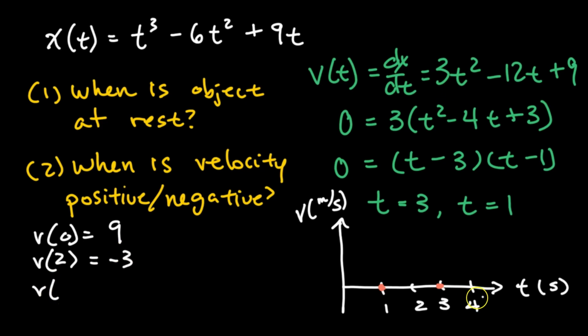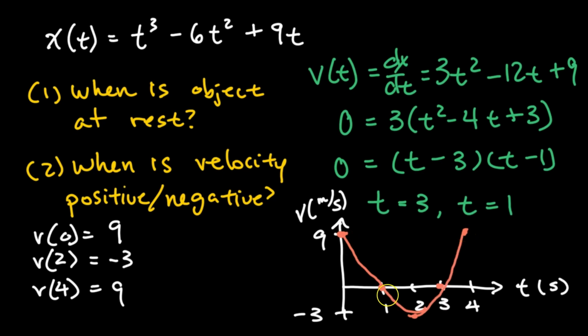And if I plug in 4 into this velocity equation, I will also get 9. So at t equals 0, the velocity is 9. And at t equals 4 seconds, it also has a velocity of 9. And at t equals 2 seconds, it has a velocity of negative 3. So let's say this is negative 3. Let's say that is right there. So we get this graph.